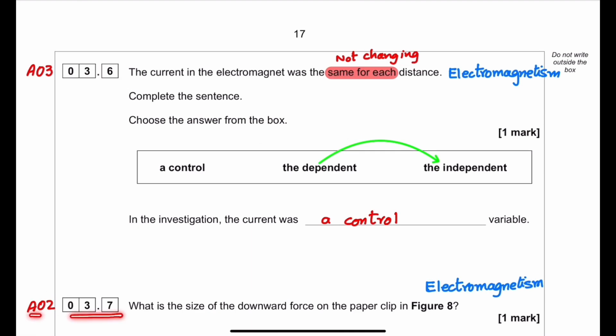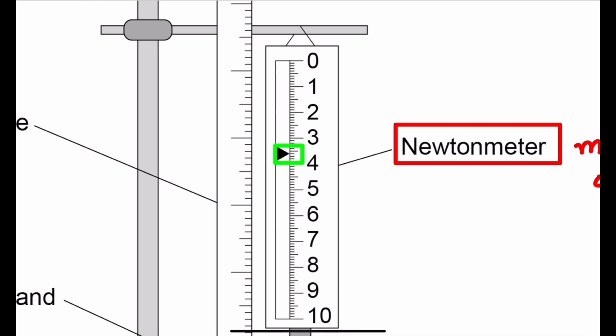Three point seven is an AO2 question. What is the size of the downward force on the paperclip in figure number 8? This question is from the topic of electromagnetism. We need to find the value on the Newton meter from figure number 8. We can see the Newton meter is showing the value of 3.5 here, but we need to find the arrow. The arrow is present here at about 3.6. So it is very clear from figure number 8 that the force on the Newton meter is 3.6 Newton.